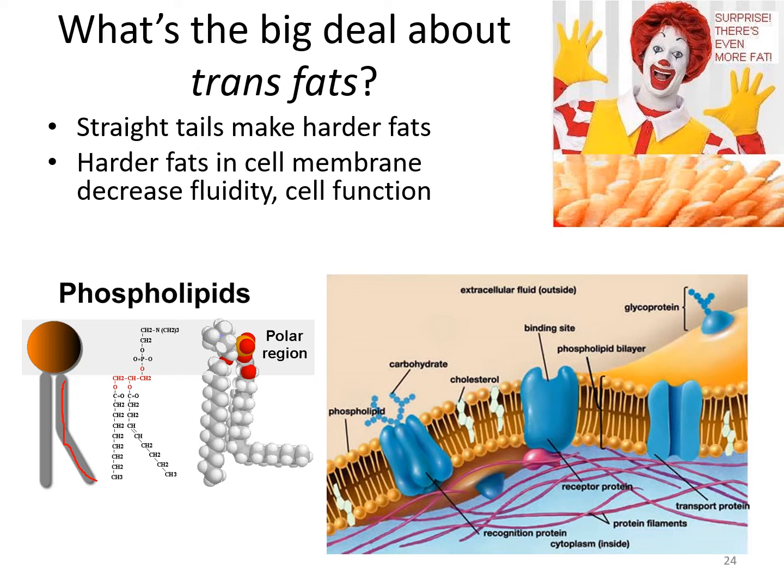When you eat lots of trans fats, those straight tails are, of course, making your cell membranes chunkier, and so it's harder for your cells to move around, for example, this receptor. Okay, so your cell function is decreased when you're eating these straight-tailed molecules.